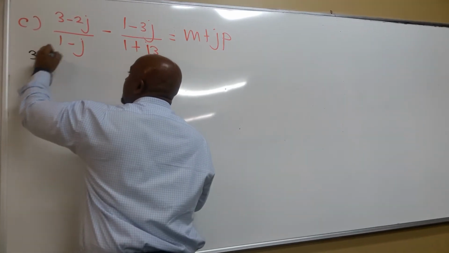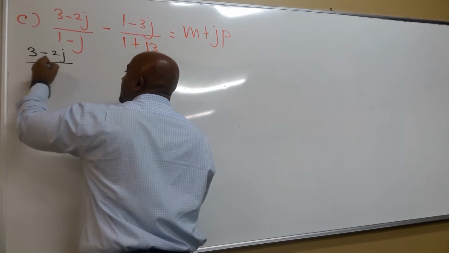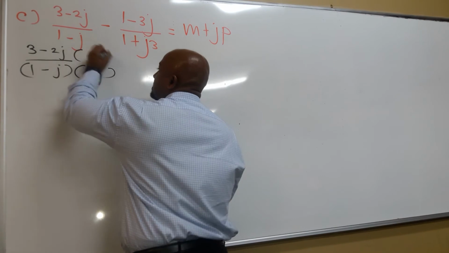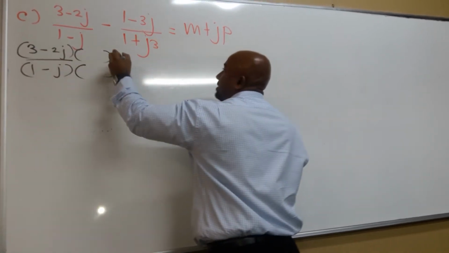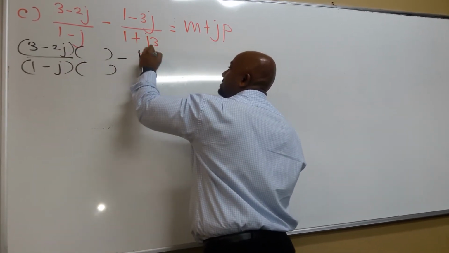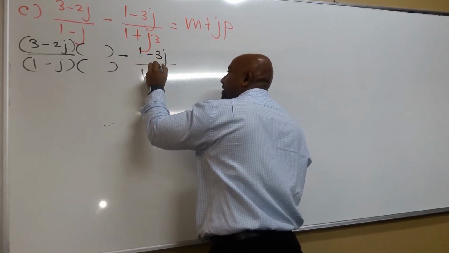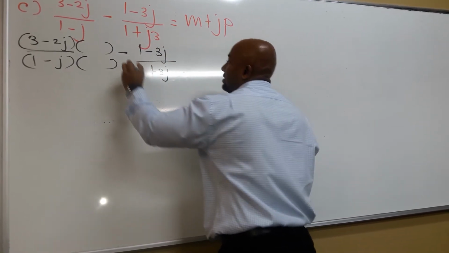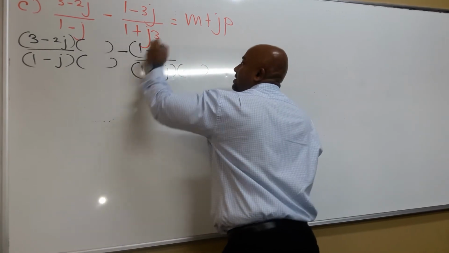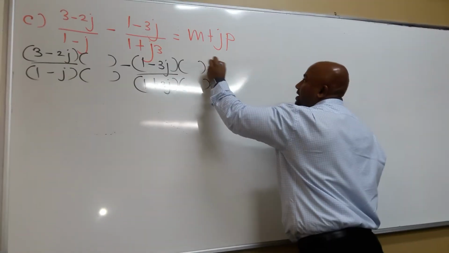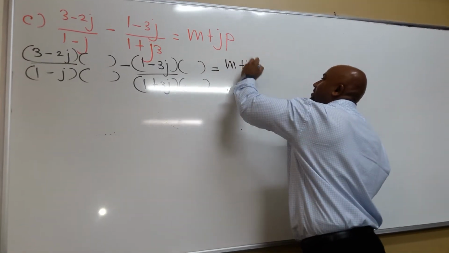I got my 3 minus 2j divided by 1 minus j. I need to multiply by the conjugate in the bottom and the top. Then I got minus 1 minus 3j here, which is 1 plus j times 3, the same as 3 times j. I'll have to multiply by the conjugate there too. The right hand side, you leave it as it is.